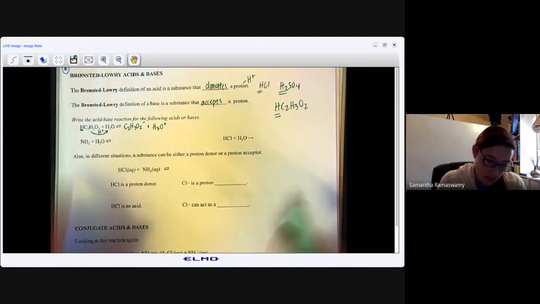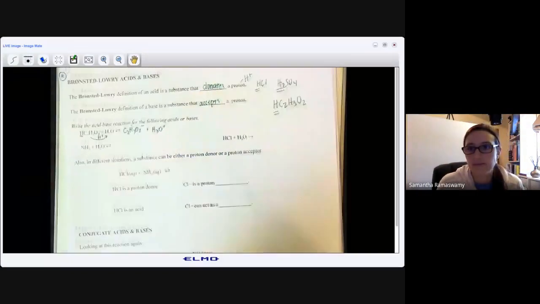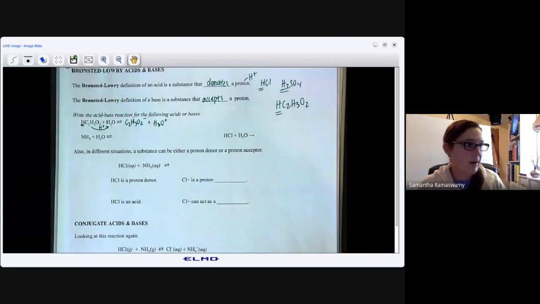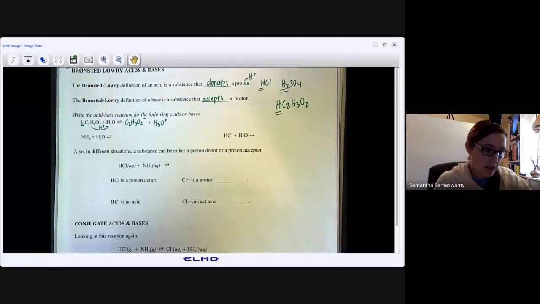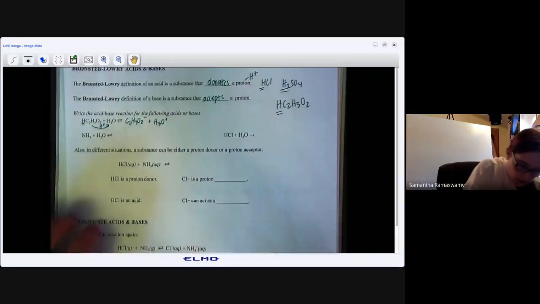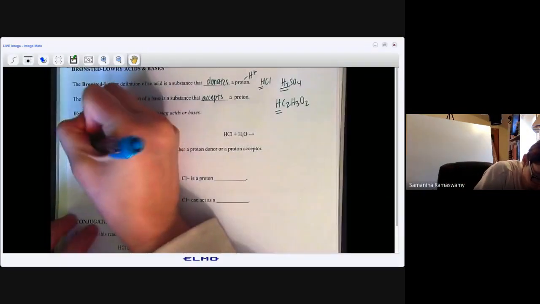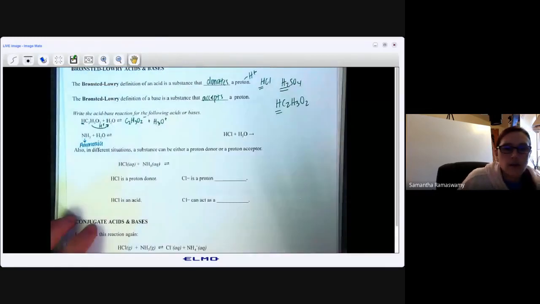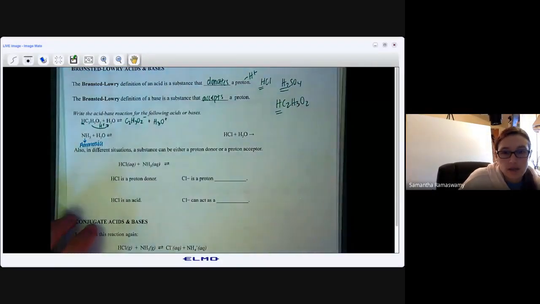NH3: whether you're writing this on a piece of paper or looking back at your notes, I want you to make yourself a note somewhere. NH3 is ammonia. Ammonia is a weak base.